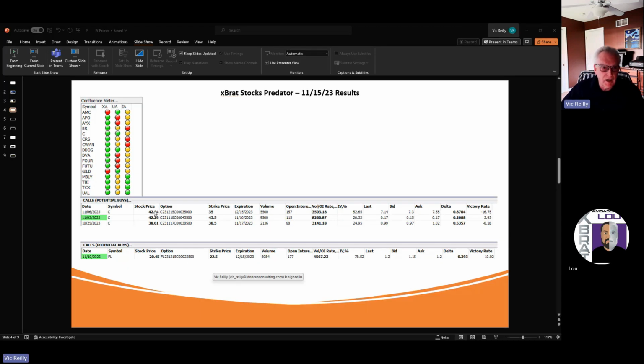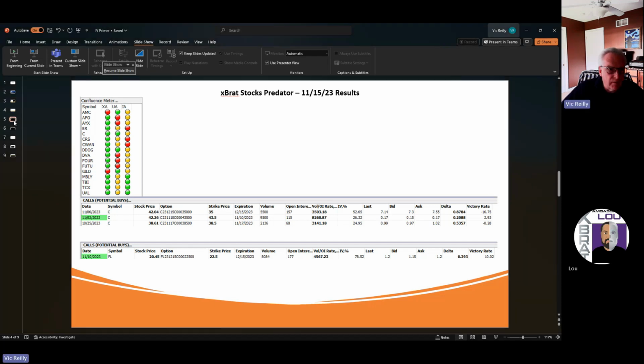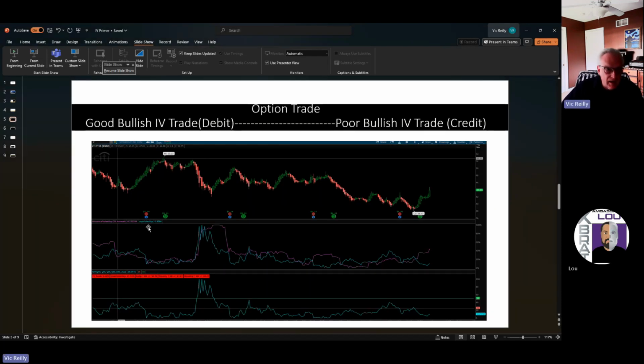Anyway, the next slides are related to the C, and because this was showing up here, we're going to look at the December 15th expiration date. All right, so moving on. So if I look at, and you can see the C up here, this is the chart. This isn't a Thinkorswim chart. And here are the option trade possibilities that you have here. And I'm going to go through why this is a good bullish IV trade from a debit perspective, but it's a poor bullish IV trade from a credit perspective.